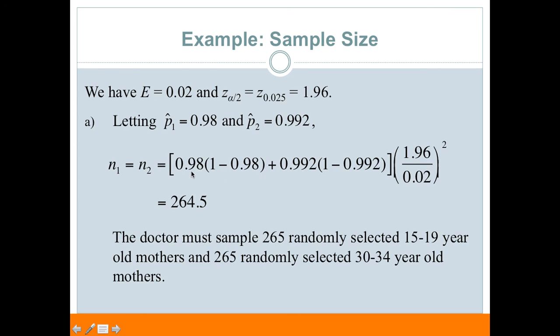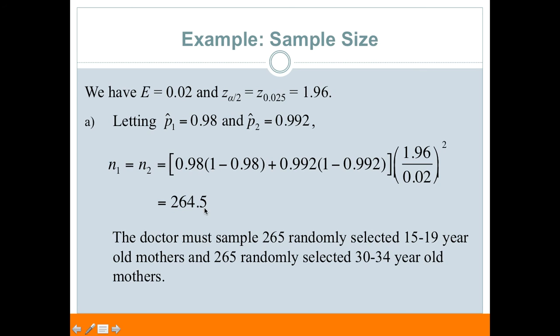Again, this looks a little nasty, but we're just going to take our 0.98 times 1 minus 0.98 plus our 0.992 times 1 minus 0.992, and then once we have that, we multiply that by 1.96 over our margin of error of 0.02 squared. And you might want to pause the video for a minute to go ahead and try this, but you should get a sample size of 264.5.